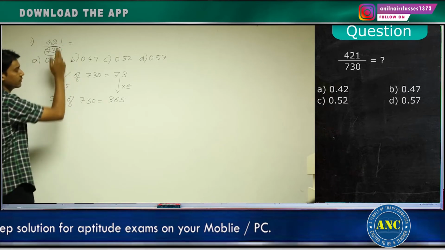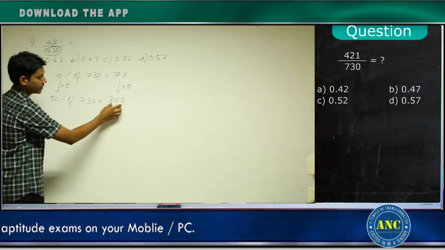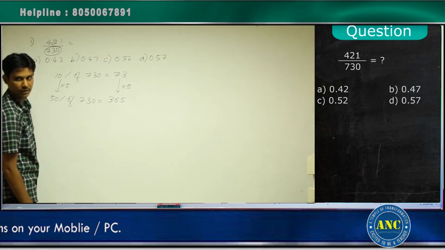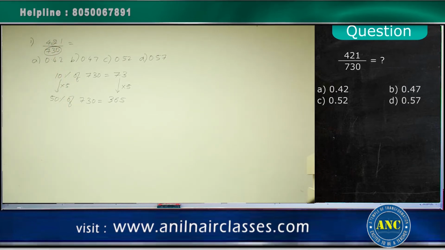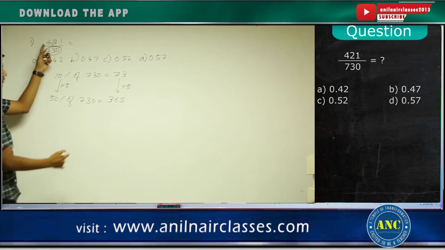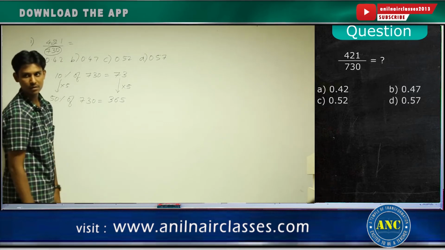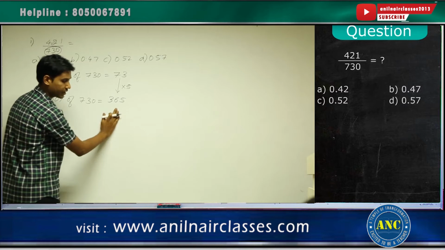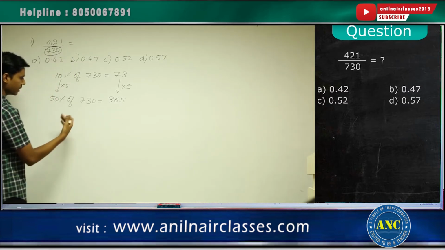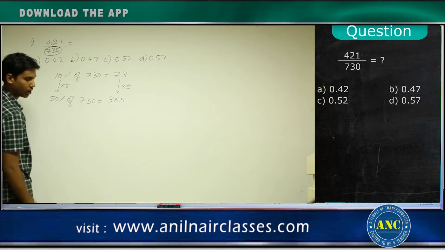365 should become 421. What is the deficit? 365 to become 400, deficit is 35. 400 to become 421, deficit is 21. Or in other words, 421 minus 365. How much is it? 56. I still require 56. How can I solve this?